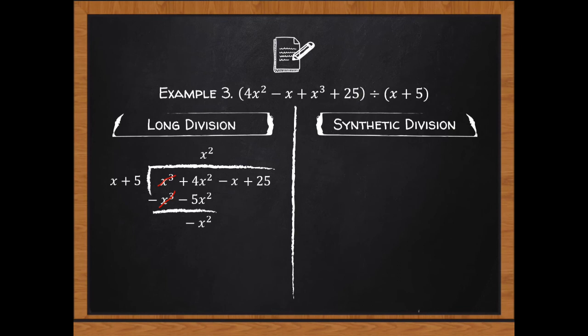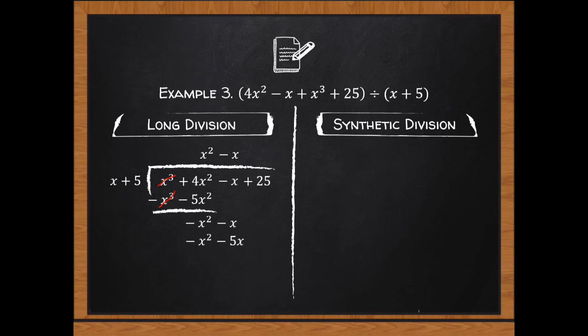And then, after that, bring down the next term, which is negative x. And now, divide na ulit tayo. So, we are going to repeat the process again. So, negative x squared divided by x is negative x. After dividing, multiply. Negative x times x is negative x squared. Negative x times positive 5 is negative 5x.